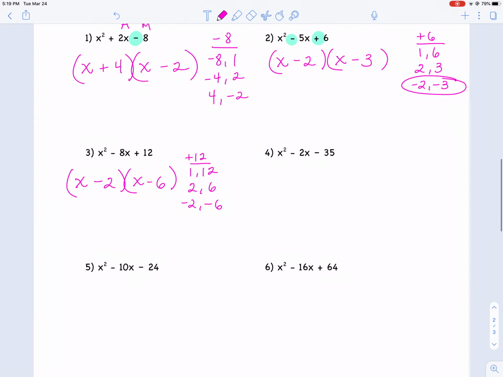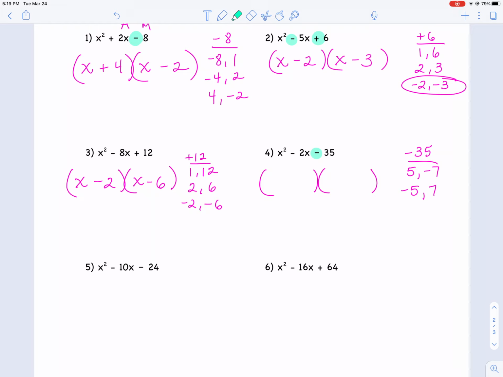Okay, let's try another one. If I do my two sets of parentheses and I pull off my number -35, and I don't know, the first two numbers I think of that multiply to -35 would be 5 and -7, or -5, +7. Remember, your signs have to be different. This sign in the back is negative. It means you have opposite signs when you're multiplying your two numbers together.